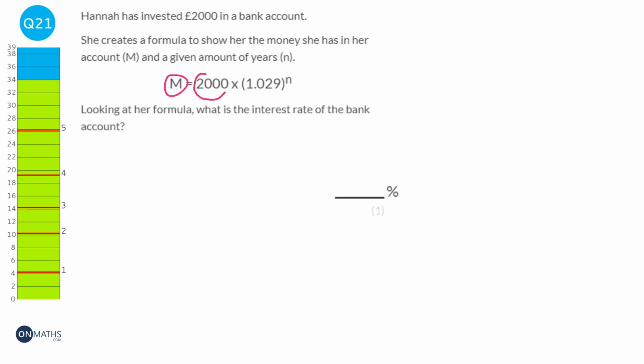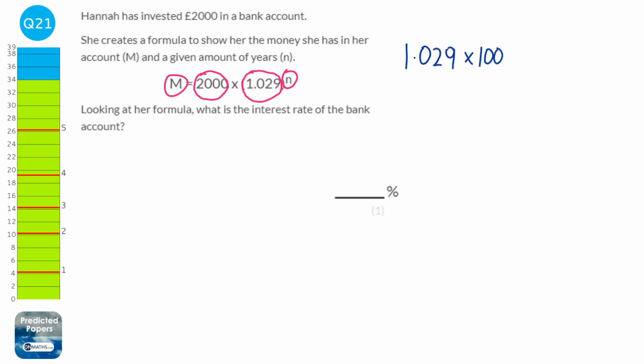The 2,000 here is our initial amount. The decimal in here is our multiplier, and the power here is the amount of years. So the way multipliers work is they are the percentage divided by 100. So if we go the other way and times it by 100 to make it back into a percentage, it will be 102.9%. Now it says, what is the interest rate of the bank?